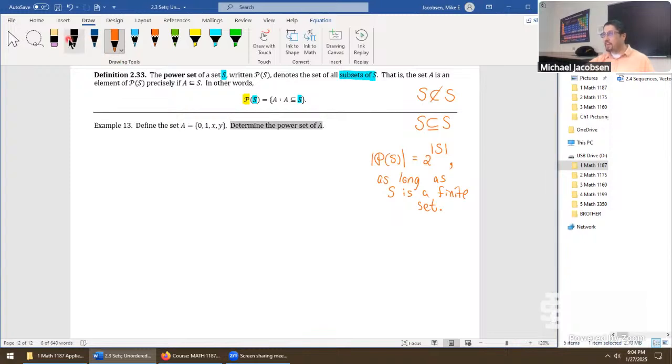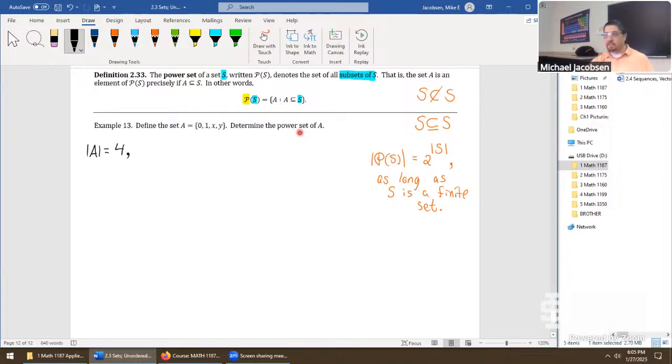Okay, so our goal is to find every possible subset of this set A right here. Let's highlight that in blue. Well, maybe let's leave it just as it is. First thing we'll do is look at the size of the set A. There are 4 elements inside that set, so we'll say the size of A is 4.